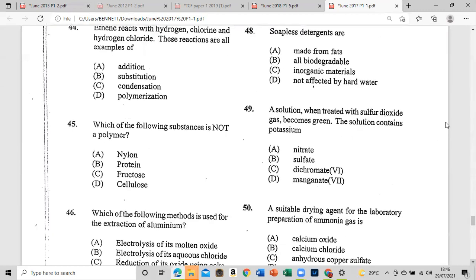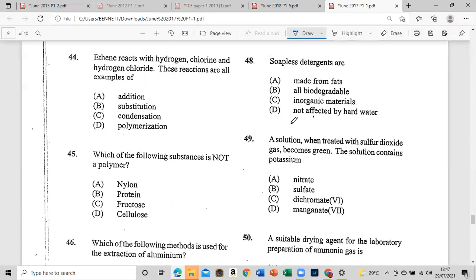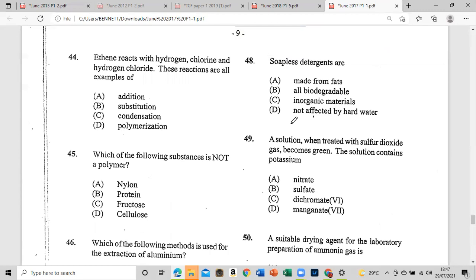Alright, guys, this is going to be the last one for tonight. Go for yourself. You got this. So I'm at 44. What happened, guys? I'm not seeing the screen for that again. C2H4 reacts with hydrogen and chlorine and hydrogen chloride. These reactions are examples of addition, substitution, condensation, or polymerization, and that is addition.